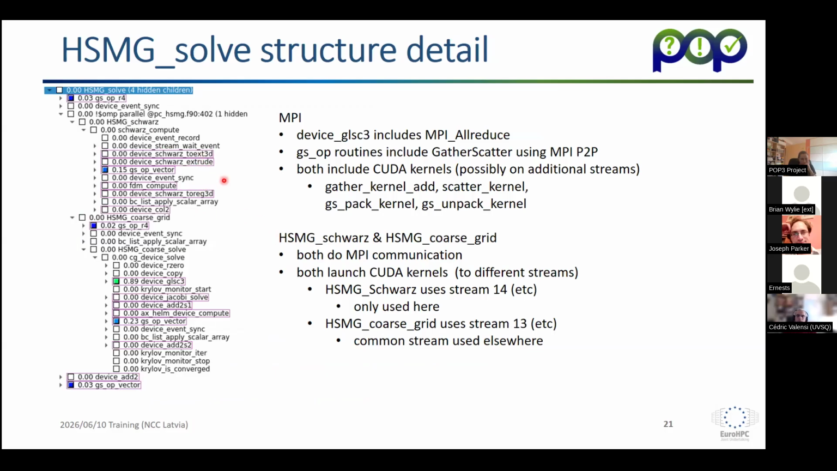we see that both parts of the solver are actually doing very similar things. They're both using MPI. They're both doing both point-to-point and collective communication for what they call gather-scatter communication between MPI processes. Also, both of these computations are executing CUDA kernels. They're using different streams for the CUDA kernels, but they're both executing on the same GPU.